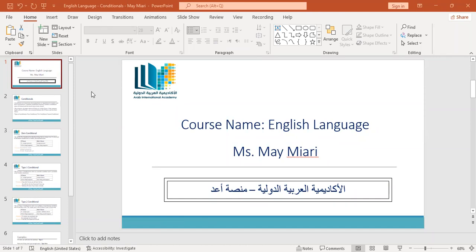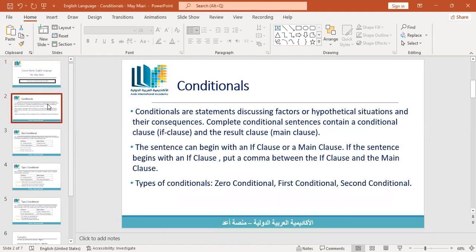Today I'm going to explain another grammar lesson, which is about the conditional sentences. Conditionals are statements discussing factors or hypothetical situations and their consequences. Complete conditional sentences contain a conditional clause, which is called the if clause, and the result clause, which we call the main clause.